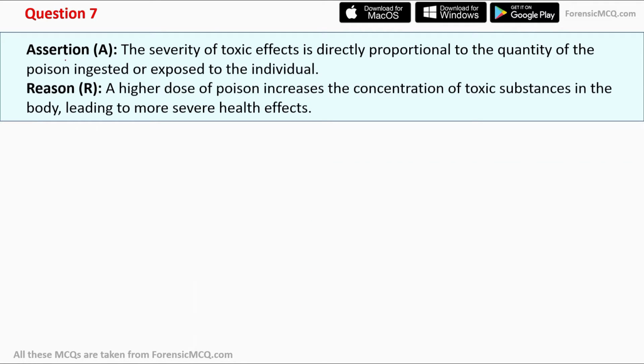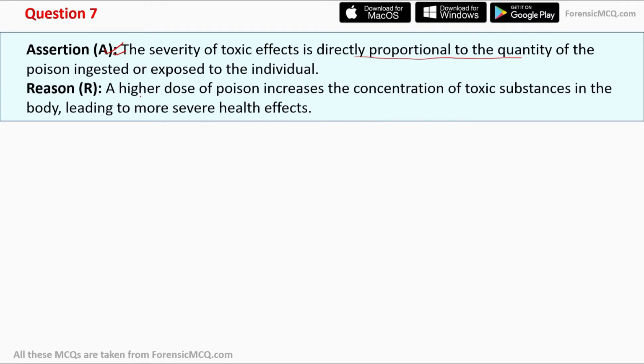Now, let's move to question number 7. It is an assertion reason question. So, let's check the first assertion part. Assertion says the severity of toxic effect is directly proportional to the quantity of the poison ingested or exposed to the individual. And this is correct, and this is what makes any substance a poison. For example, in a previous video, I told you that water can also act as a poison if taken in excess amount. So the quantity is the thing that usually affects the toxicity of a chemical or substance. So the assertion is correct.